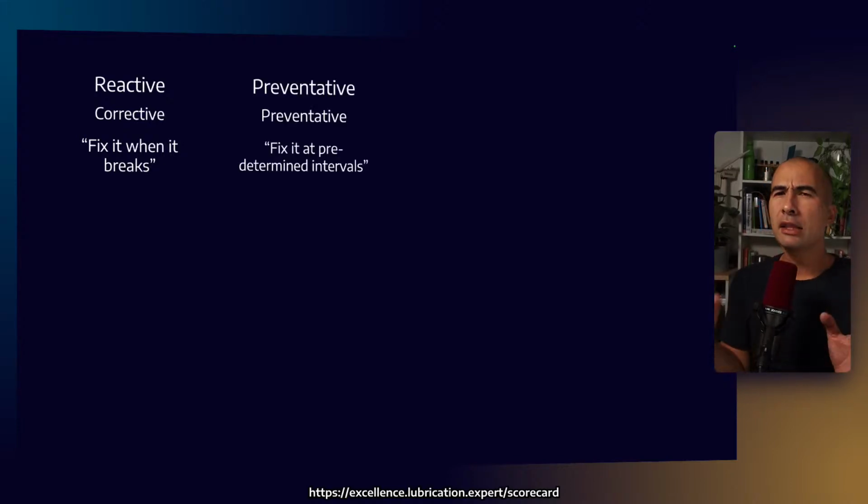Preventative maintenance. This is probably where I would say that most industrial businesses are at the moment. And the idea is that we fix something at predetermined intervals. So think about your car. Maybe you change the oil every 10,000 kilometers. Maybe you take it in for a service once every 12 months. Maybe you do the service yourself once every 12 months. That would be an example of doing something on a fixed interval.